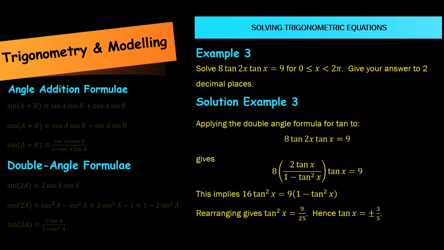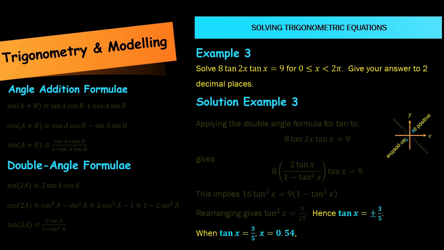Let's now consider the cast diagram. When tan x equals 3 over 5, clearly tan x is positive, therefore it's either in the first quadrant or the third quadrant. In the first quadrant, x is equal to 0.54. And in order to find the value of x in the third quadrant, we simply add pi, as shown here, to give us 3.68.